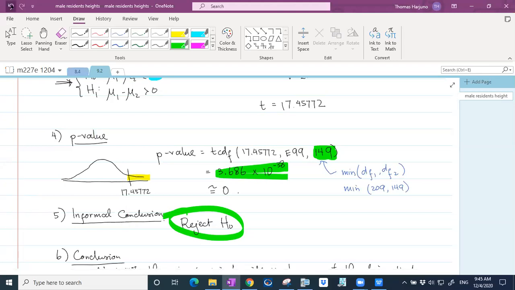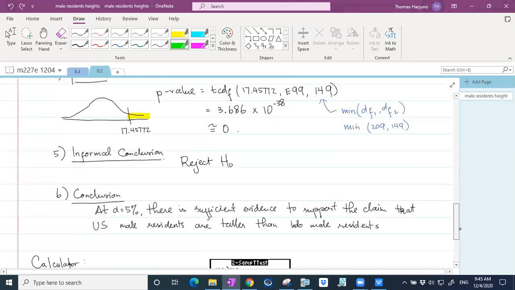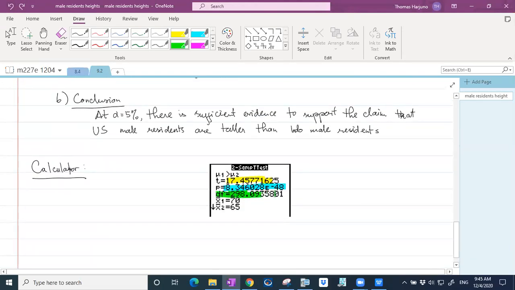Okay, so how do I know that you actually did it by hand, not by calculator? If you give me a strange degree of freedom, the way we did our work, the degree of freedom has to be an integer. We use the smaller degree of freedom, the minimum of the first degree of freedom and the second degree of freedom, which is the minimum of 209 and 149.